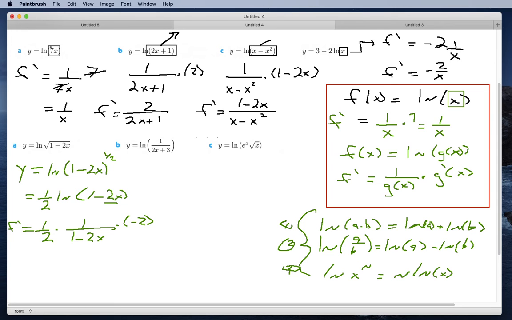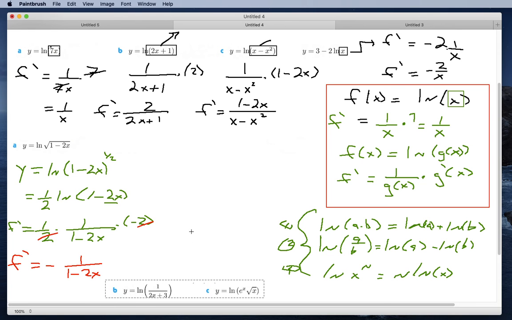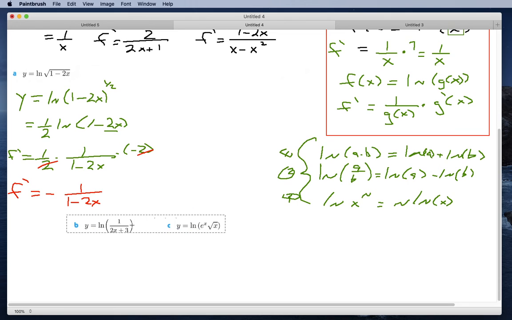And then, of course, when you start cleaning this up, this 2 will cancel, and this negative will come in front, and you should end up with -1 over 1 minus 2x. So there's your final answer, a little bit more cleaned up. All right. Let's take these down here and work with them down here.